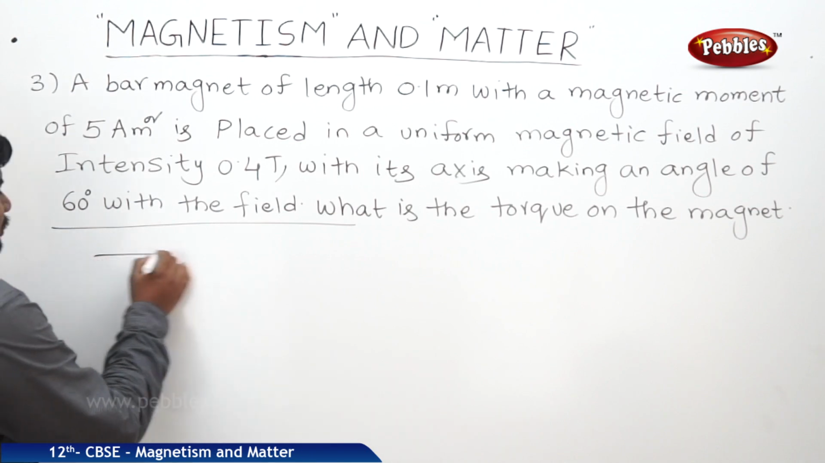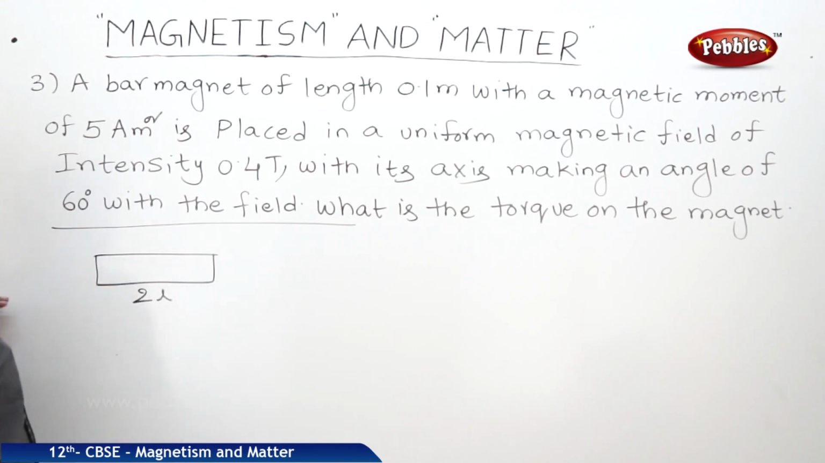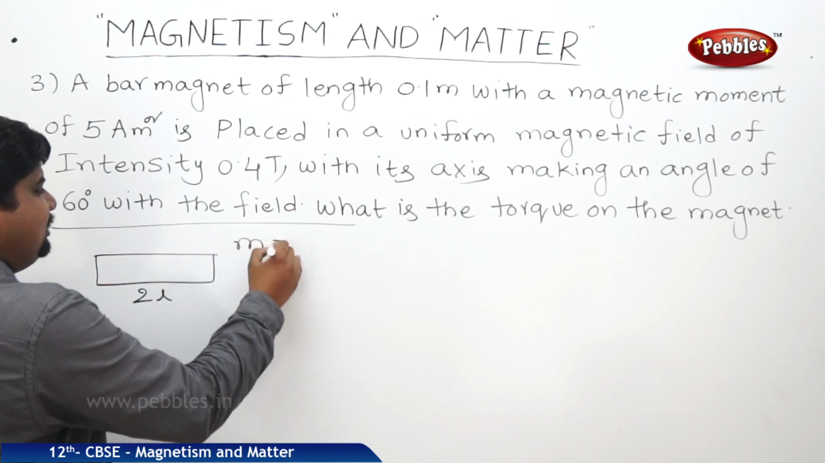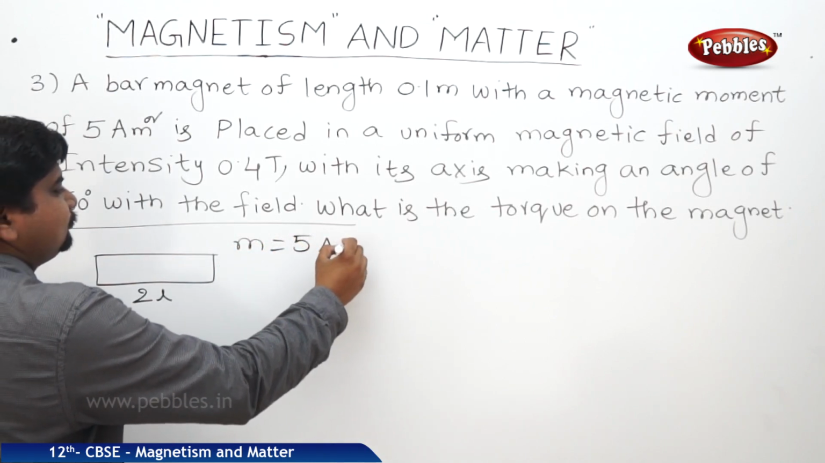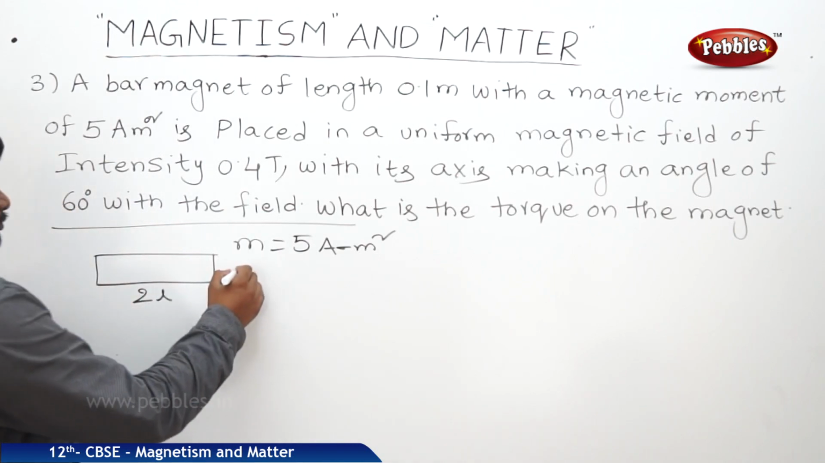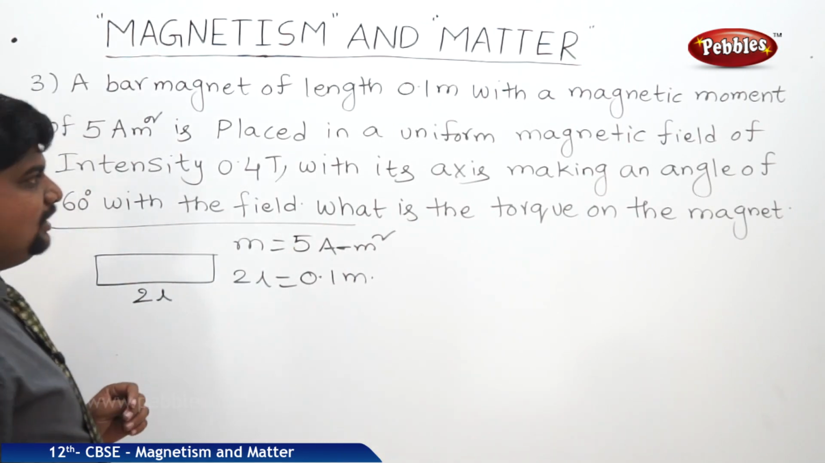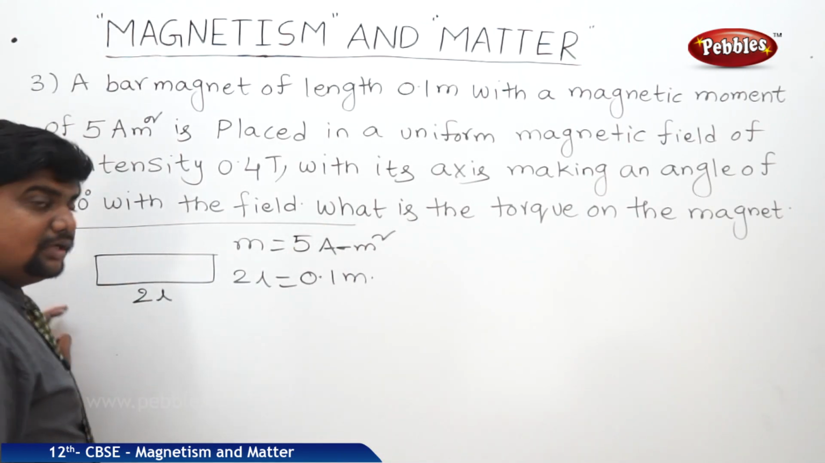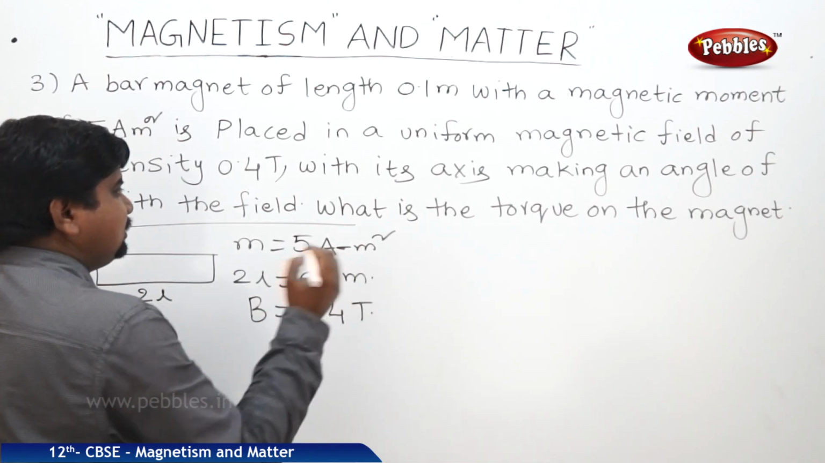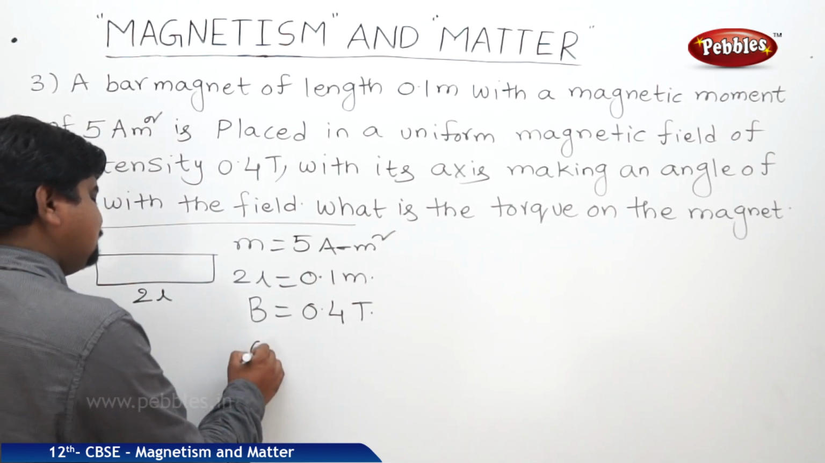So this is the bar magnet, length is 2L. So magnetic moment M is 5 A m square. This bar magnet of length 2L, 0.1 meters, is placed in a uniform field of intensity 0.4 Tesla with its axis making an angle of 60 degrees.